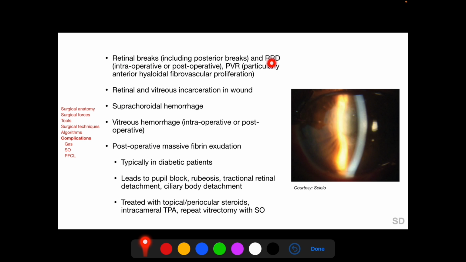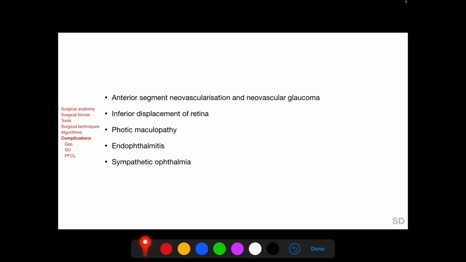Retinal breaks or rhegmatogenous retinal detachment can occur intraoperatively or post-operatively, and proliferative vitreoretinopathy, particularly anterior hyaloidal fibrovascular proliferation, can occur post-operatively. Other complications of vitreous surgery include retinal or vitreous incarceration in sclerotomy wounds, suprachoroidal or vitreous hemorrhage, and post-operative massive fibrin exudation, which typically occurs in diabetic patients, an example of which is shown here in this clinical photograph. Also anterior segment neovascularization and neovascular glaucoma, photic maculopathy or light toxicity of retina, endophthalmitis, and sympathetic ophthalmia.